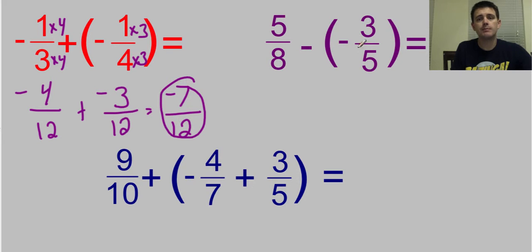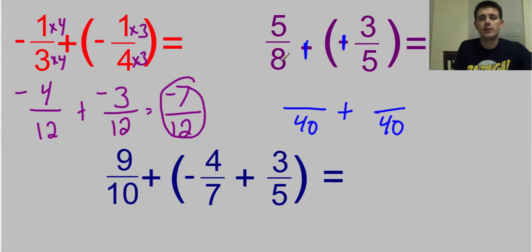Next one, 5/8 minus a negative 3/5. So I see that subtraction, so I change it into adding the opposite. So it just becomes 5/8 plus 3/5. I need a common denominator between 5 and 8. This is similar to the one we had in the last slide. 5 and 8 can both turn into a 40.